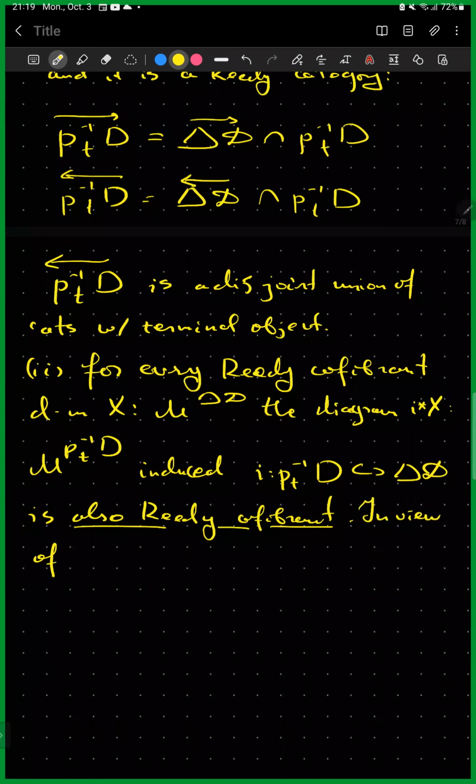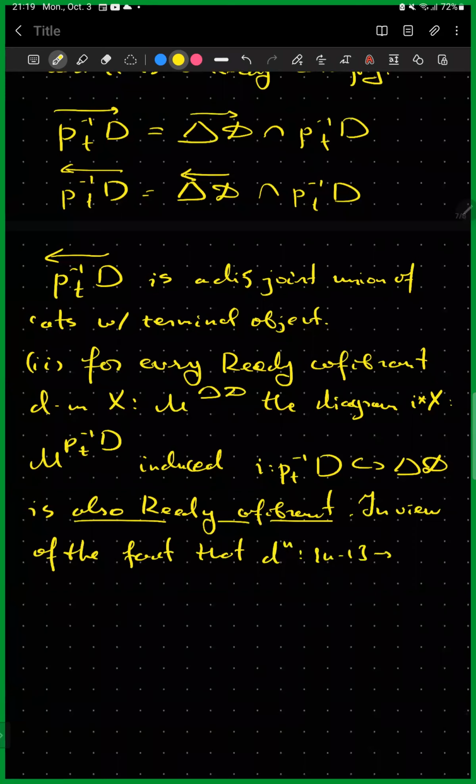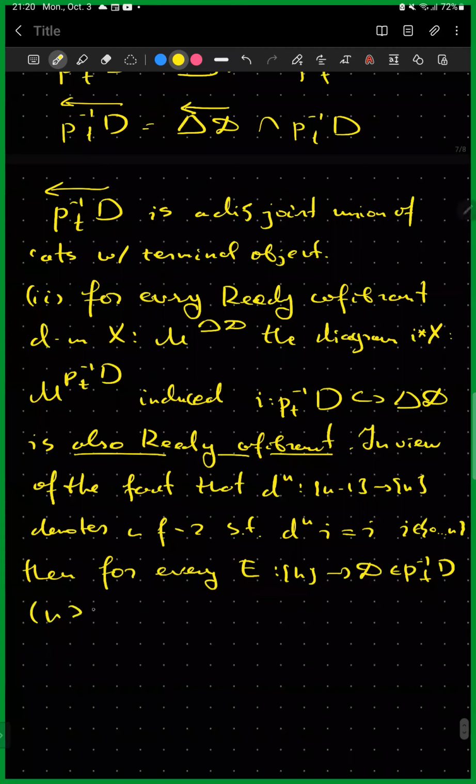In view of the fact that dn from n-1 to n denotes a functor such that dn i is equal to i for i in the set of non-negative numbers from 0 to n, then for every object E, which is a functor from n to D, and such that it belongs to the fiber of the object D, and n should be greater than 0.